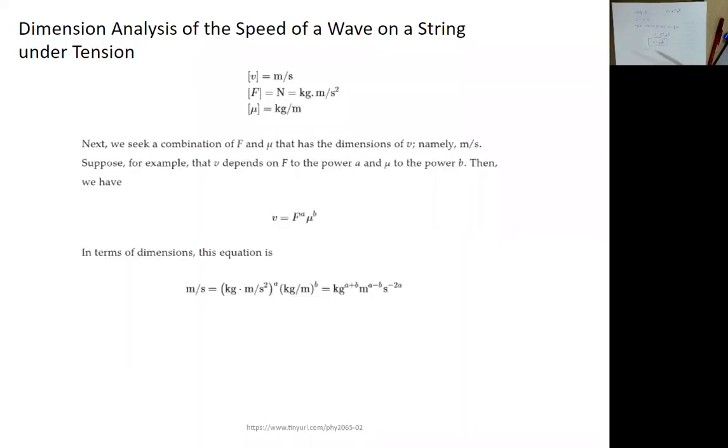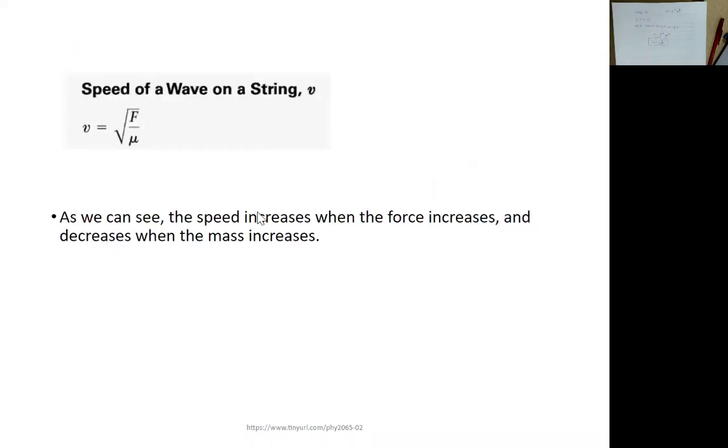So then let's go back to the PowerPoint slide here. This is the conclusion. Speed of wave on a string v is equal to the square root of F divided by mu, where F is the tension in the string, mu is the linear density of the string, or the mass of the string divided by the length.